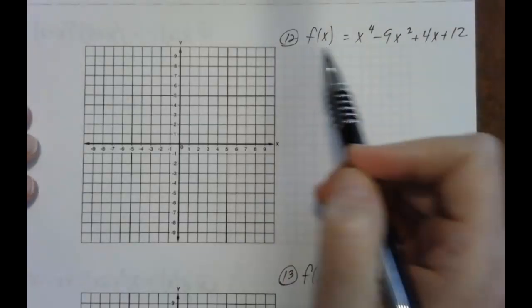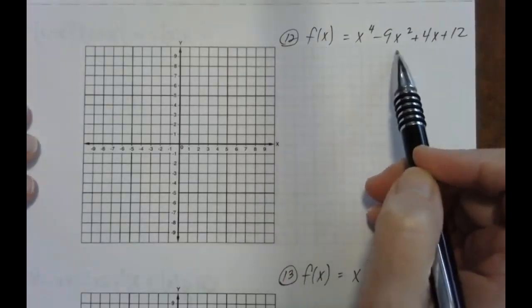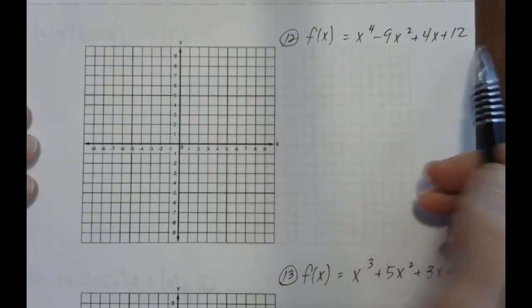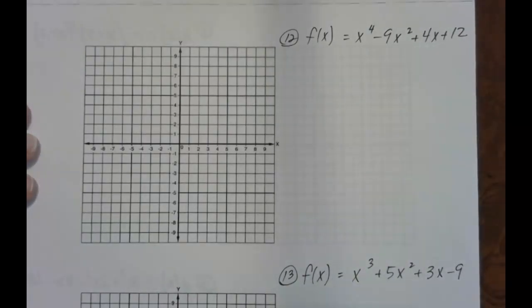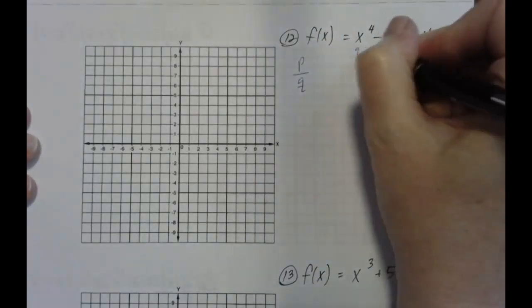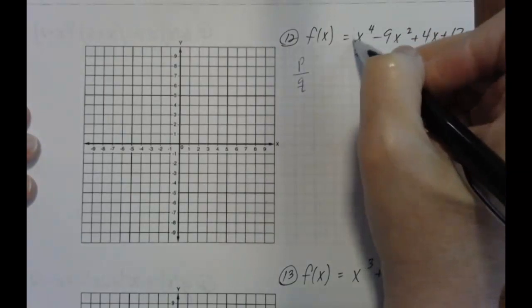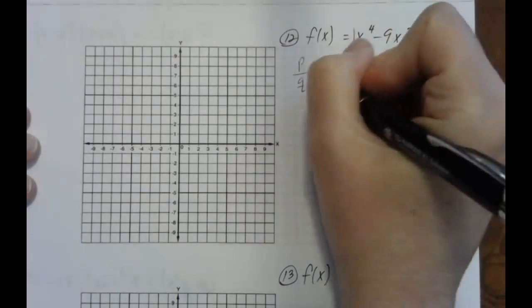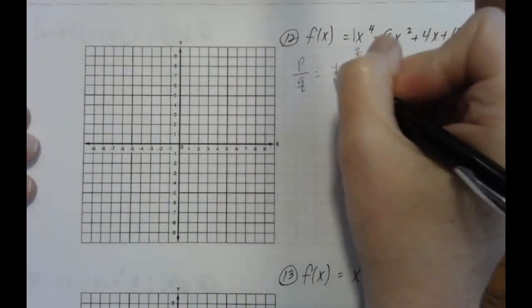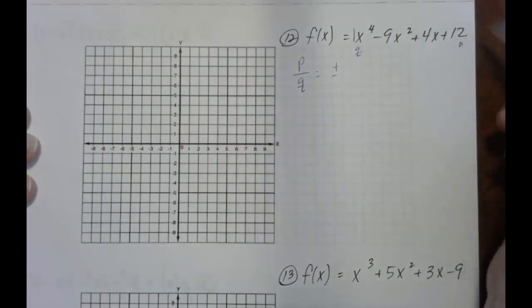So if f of x equals x to the 4th minus 9x squared plus 4x plus 12, we need to know what the zeros are. How do we find the zeros? We look at the p's and q's. So p over q, remember this is p, this is q. Once again, q is equal to 1. That makes our lives nice and easy. So what do we need? We need the factors of 12.